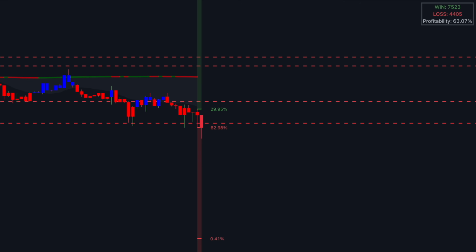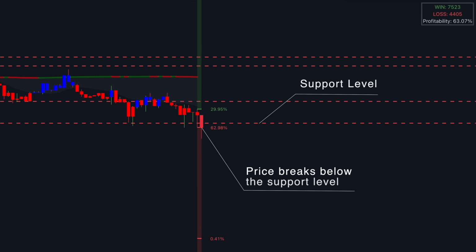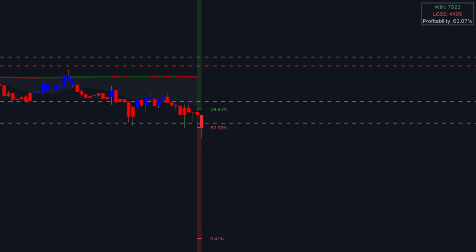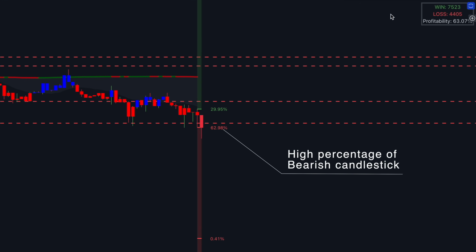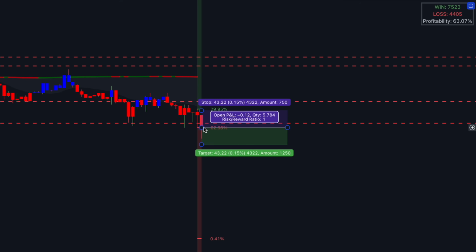So when do we sell? If you've been paying close attention to the rules for a long trade, you already know the answer. We sell as soon as the price breaks below the support level for the first time. The breakout probability indicator must also indicate a high probability of the next candlestick being bearish.